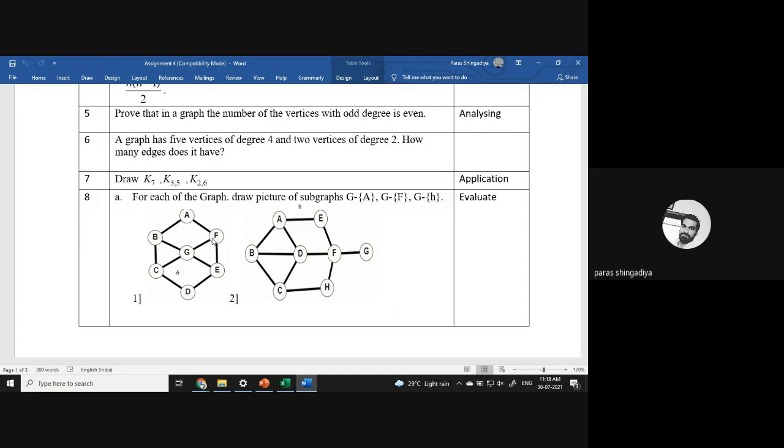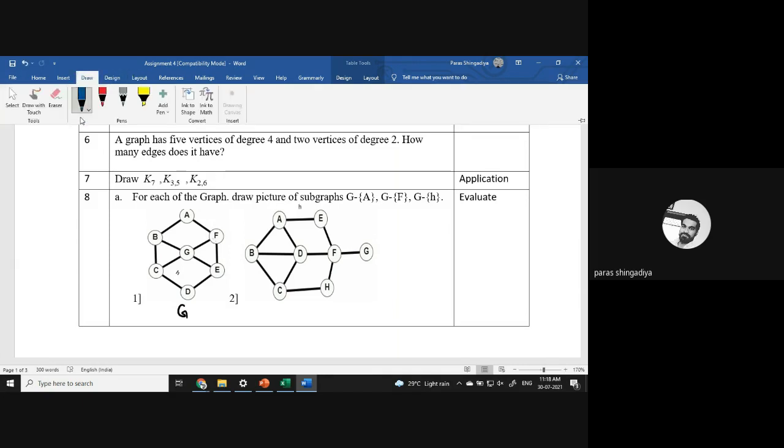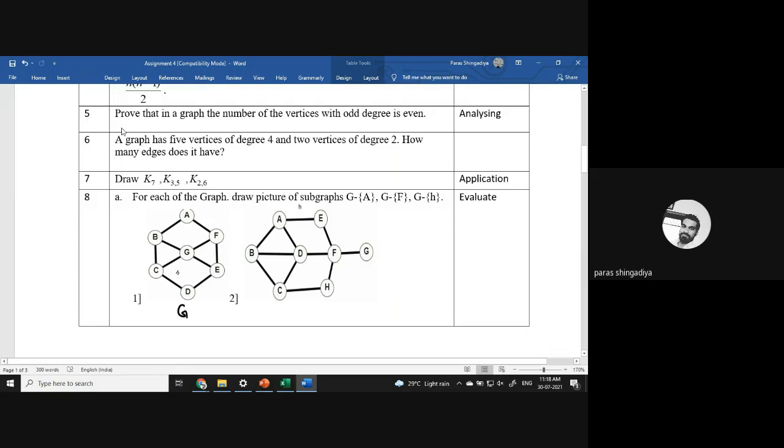If you consider the first graph, that is graph G. Both are known as G. And here you have to consider the G minus A graph. So what does it mean? You have to delete vertex A from this graph G. A को आपको delete करना है.